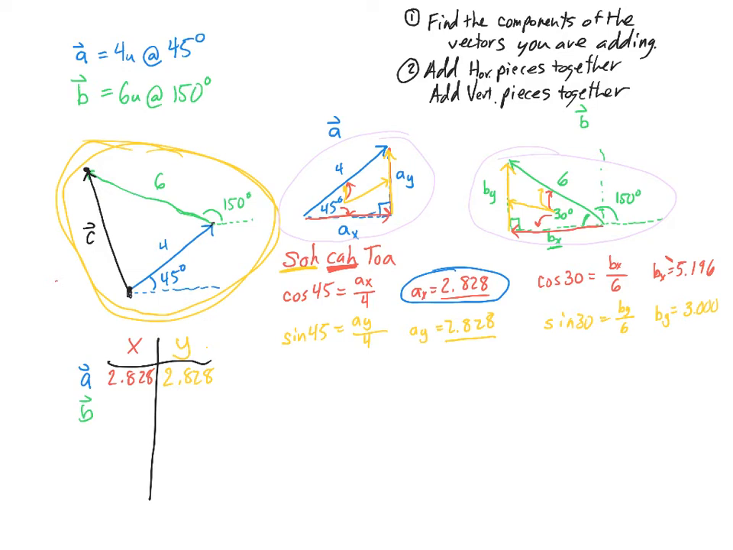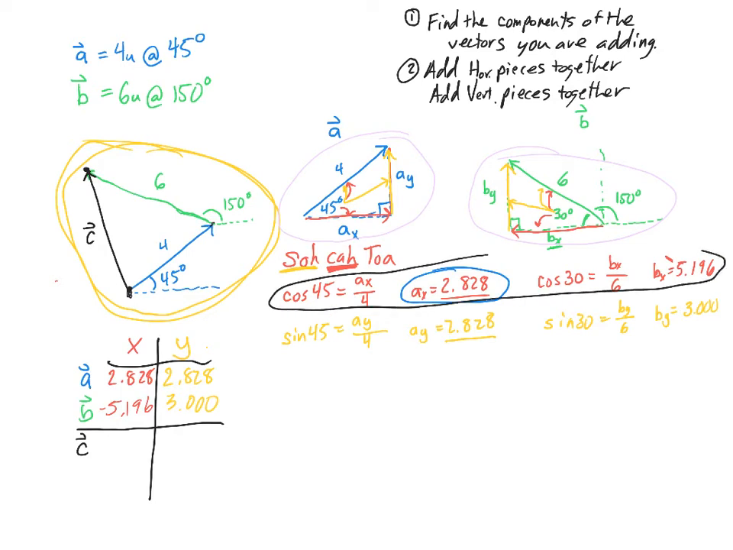So vector B is going to be negative 5.196, and the y value is going to be 3.000. And now I'm going to actually put those together so I can get vector C. Okay, I'm going to put the two horizontal pieces together, these guys. Okay, I'm going to add the two horizontal pieces together. I'm going to go 2.828. And then I'm going to add on the negative 5.196. And I get negative 2.368.